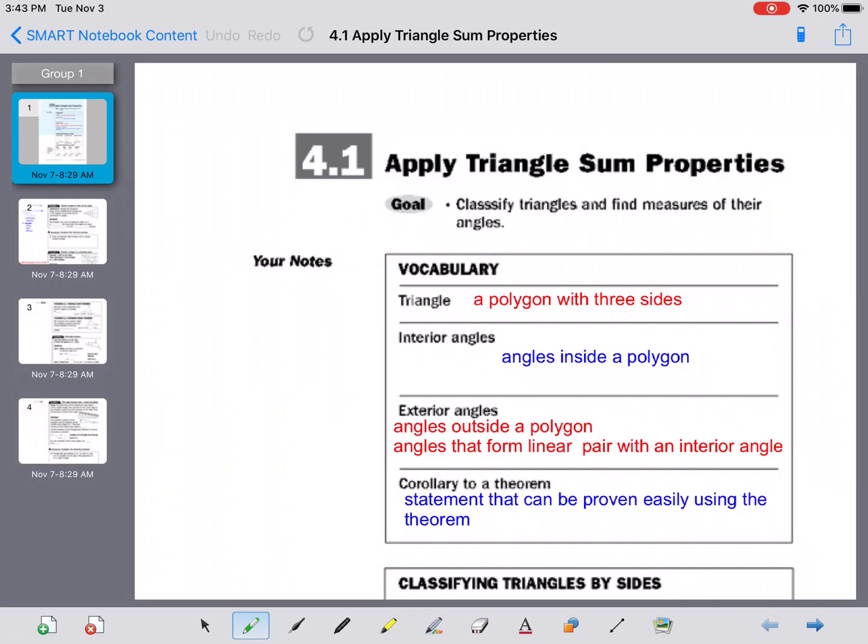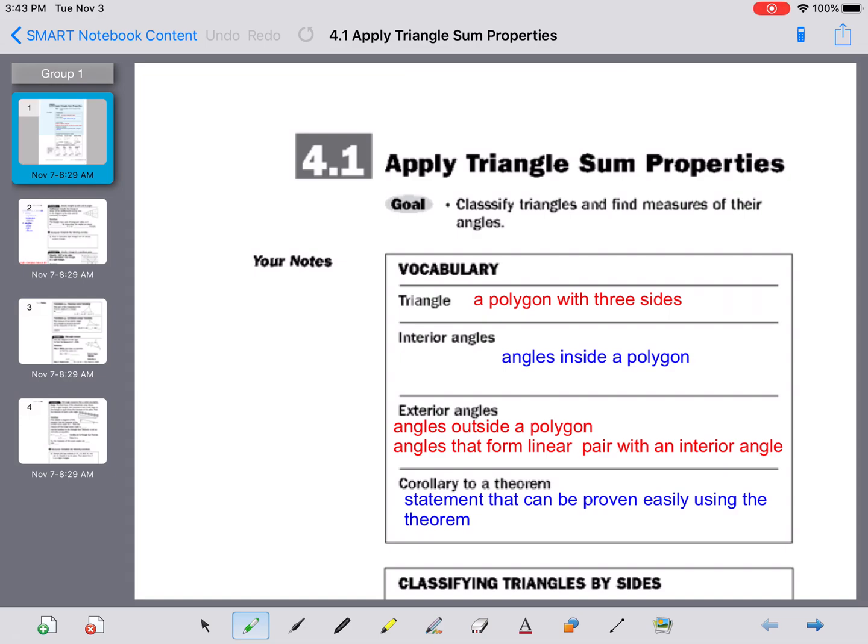4.1, apply triangle sum properties. So we have some vocab here that we want to start with, and the first three especially are going to be important to the whole chapter. So the first one is triangle, a polygon with three sides. Probably nothing new there for you, but just a reminder.